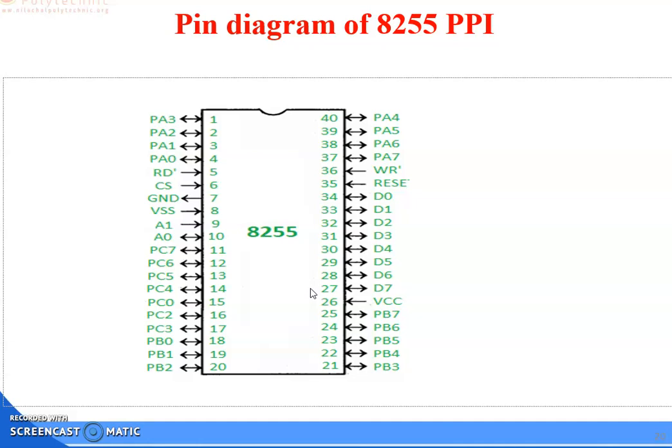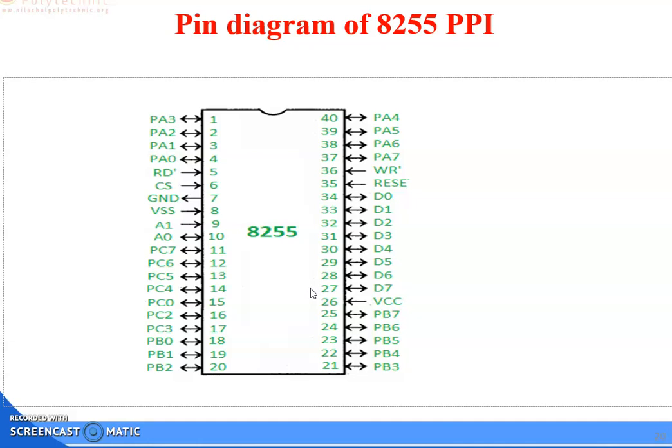Pin number 26 is VCC. Pin numbers 27 to 34 are D7 to D0, that is the data lines D0 to D7. Then pin number 35 is reset. Pin number 36 is write bar.